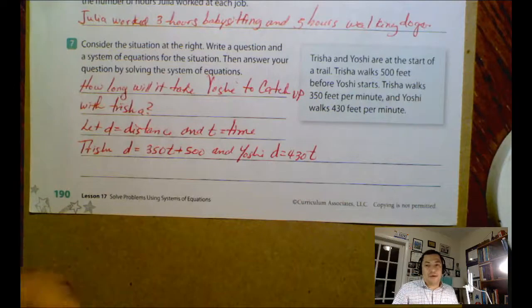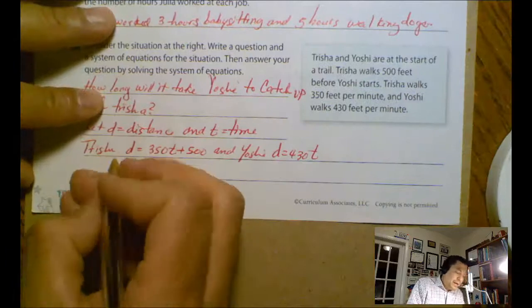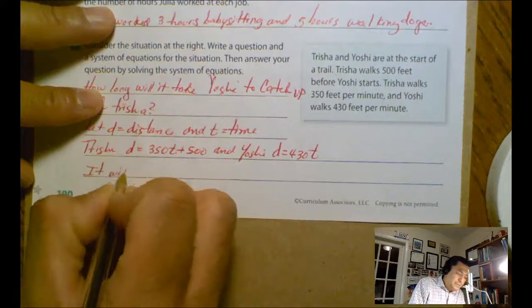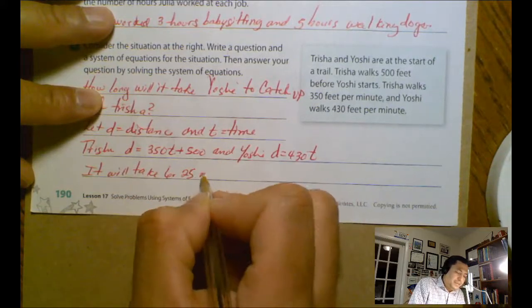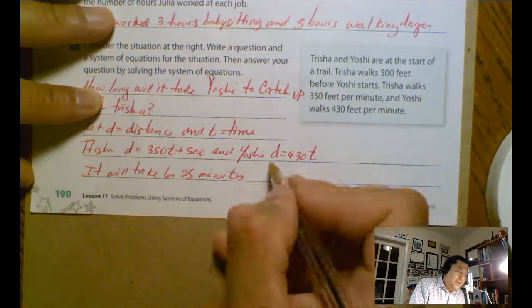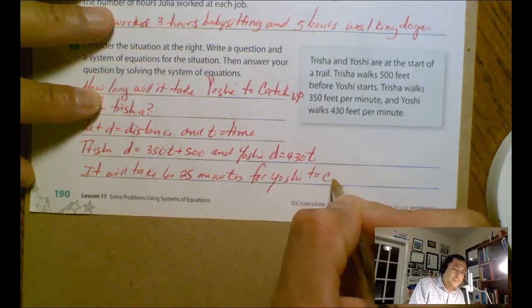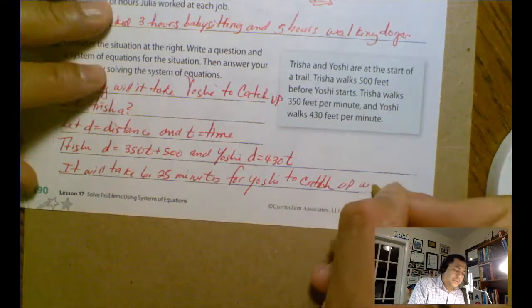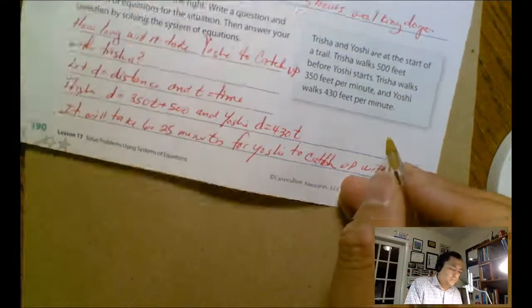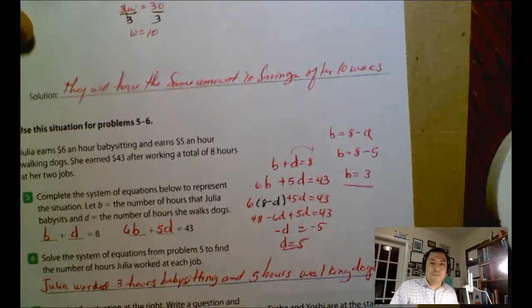So if you solve that equation, I don't have space, so I'm going to ask you to give it a try at home. It will take 6.25 minutes for Joshi to catch up with Trisha. Okay, and that's the solution, page 190. I'm going to stop in this one. This is going to be the part A.